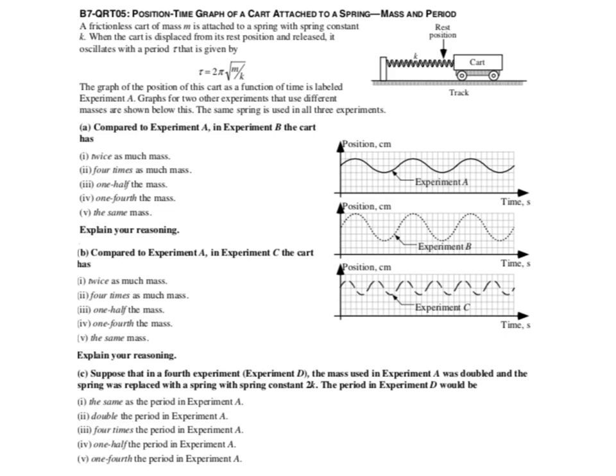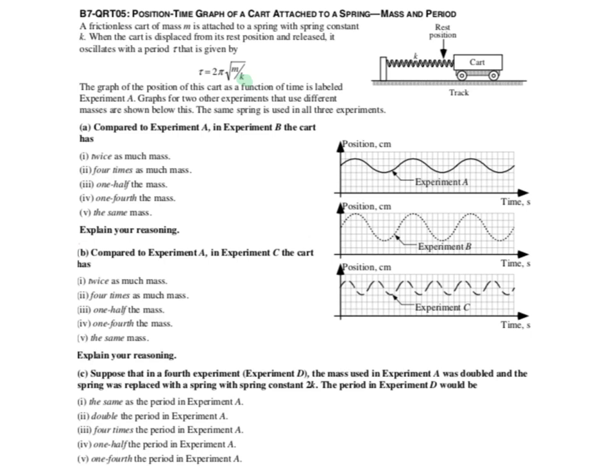The graph of the position of this cart as a function of time is labeled Experiment A. Graphs for two other experiments that use different masses are shown below this. The same spring is used in all experiments, meaning that k is the same, even though we're changing m. So, in part A, we say compared to experiment A, in experiment B, the cart has twice as much mass, 4 times as much mass, 1/2, or 1/4, or the same.